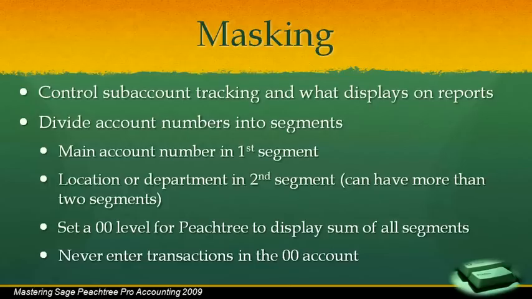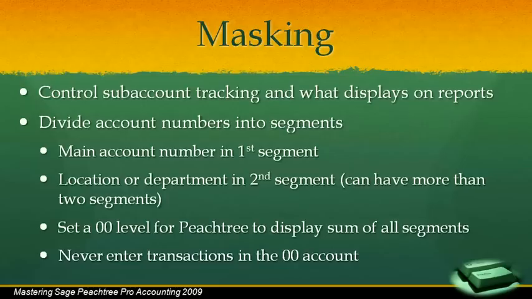If computer training is 40,100, then all of my computer training will be 40,100. But maybe the California branch is 40,100-01, and the Oregon department is 02, and the New York is 03. So you're going to use the main account number in the first segment. That's kind of the common denominator. And then you can have locations or departments in the second segment, and you can even have more than 2 segments. Maybe the second segment is for department and the third segment is for location. You see how you can get very detailed here.